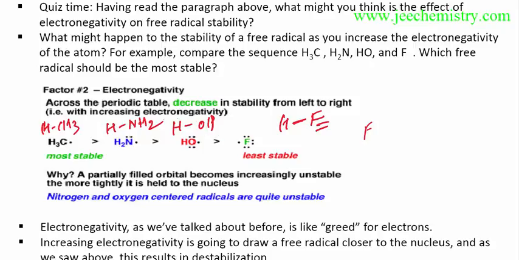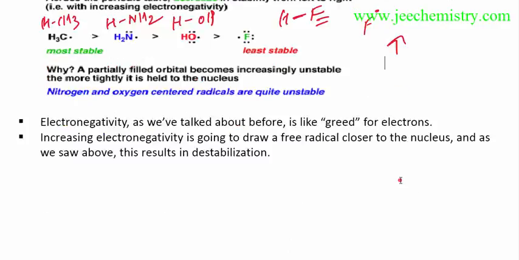A similar thing happens here. As the bond dissociation energy increases, the stability of the radical decreases. As fluorine has higher electronegativity, it will try to pull the electrons closer to the nucleus. The nucleus has a positive charge, so it will destabilize the free radical. So as the electronegativity increases, free radical stability decreases.